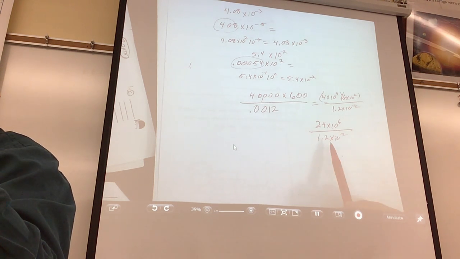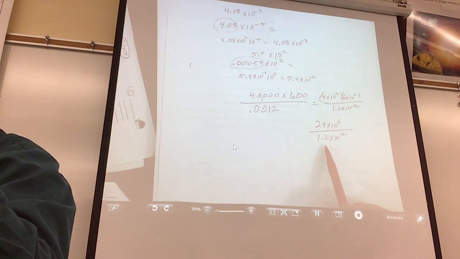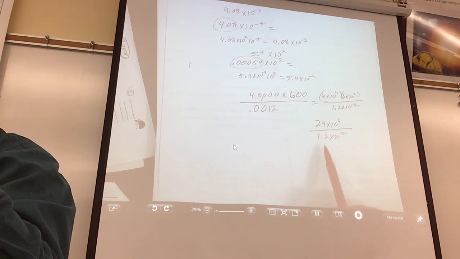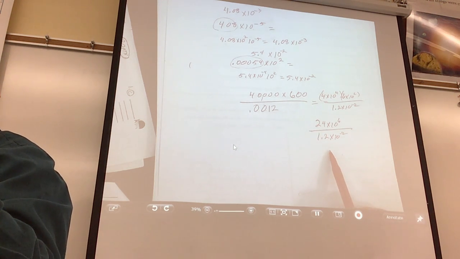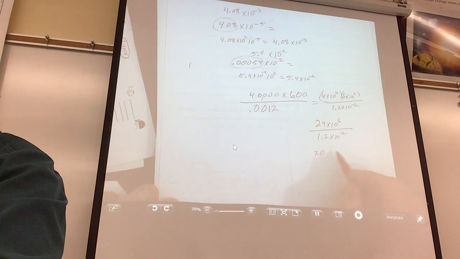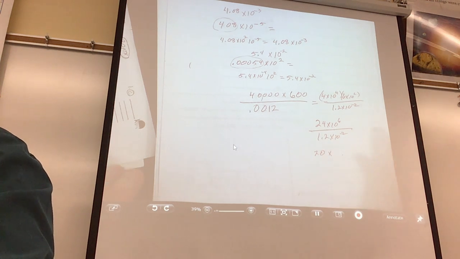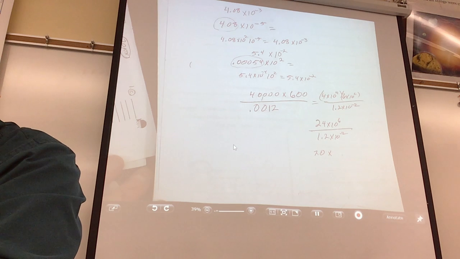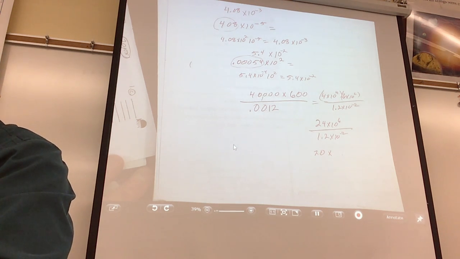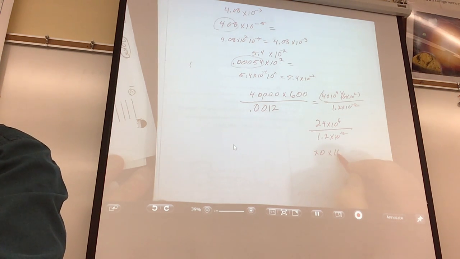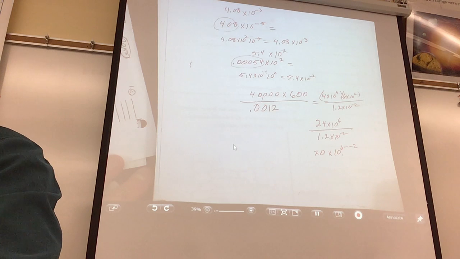Okay. What's 24 divided by 12? 2. What's 24 divided by 1.2? 20. Now, ready? What do you do when you divide numbers with exponents? When you multiply, you add them. But yeah, you're right. Subtract in what order? Top minus bottom. Everybody get that?